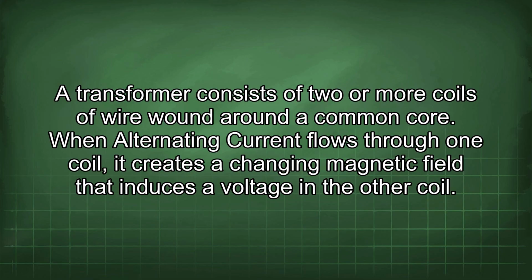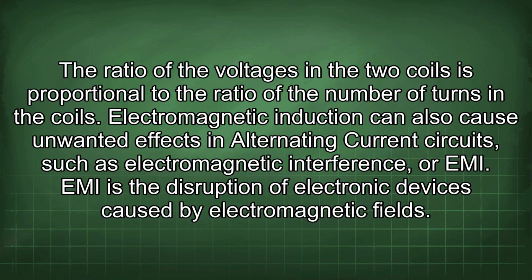When alternating current flows through one coil, it creates a changing magnetic field that induces a voltage in the other coil. The ratio of the voltages in the two coils is proportional to the ratio of the number of turns in the coils. Electromagnetic induction can also cause unwanted effects in alternating current circuits, such as electromagnetic interference, or EMI.